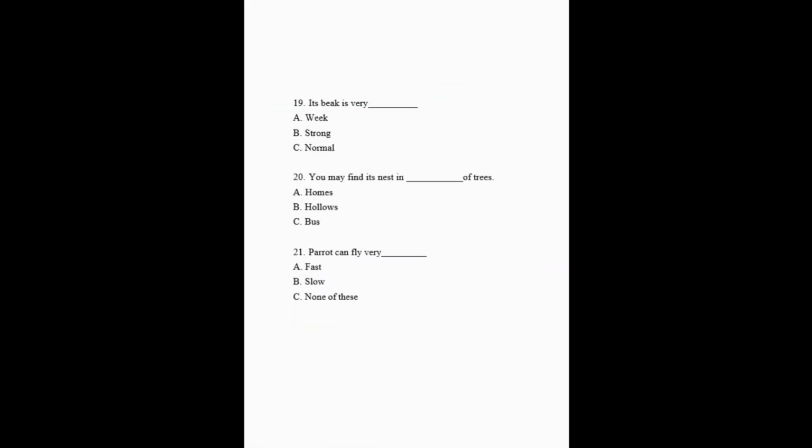The color of its feather is green. What does a parrot eat according to the passage? According to the passage, it eats corn and grains. Its beak is very strong. You may find its nest in where? Homes, hollows, or burrows in hollows.